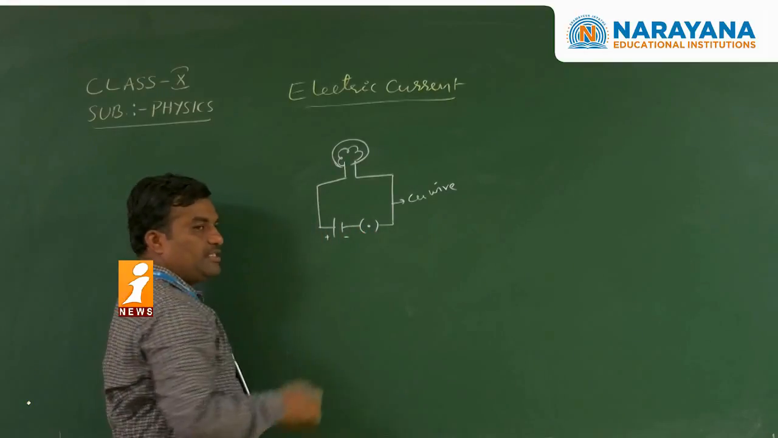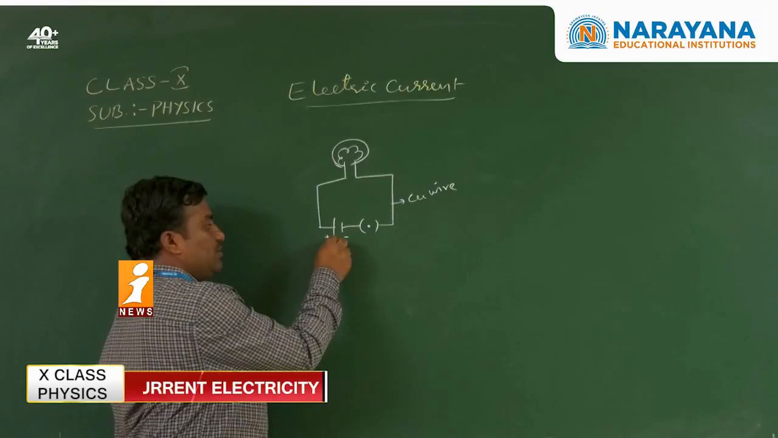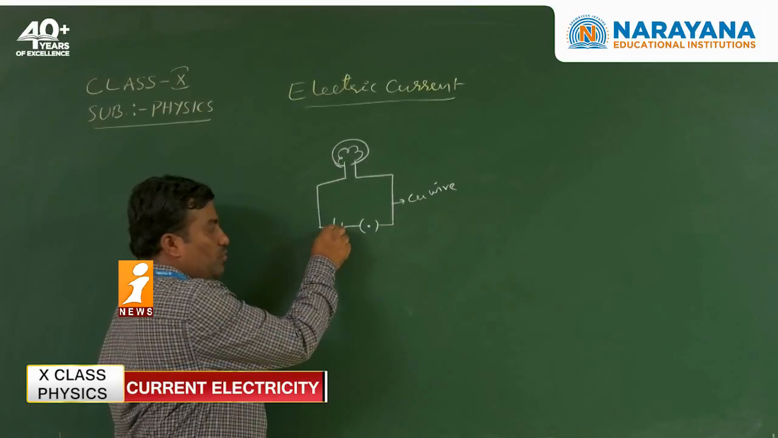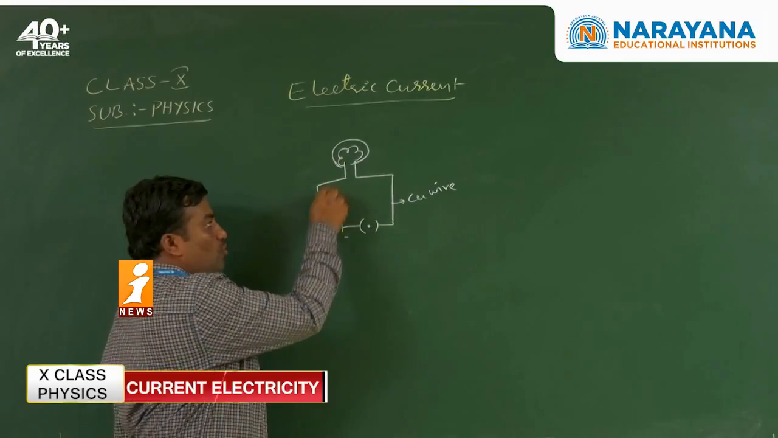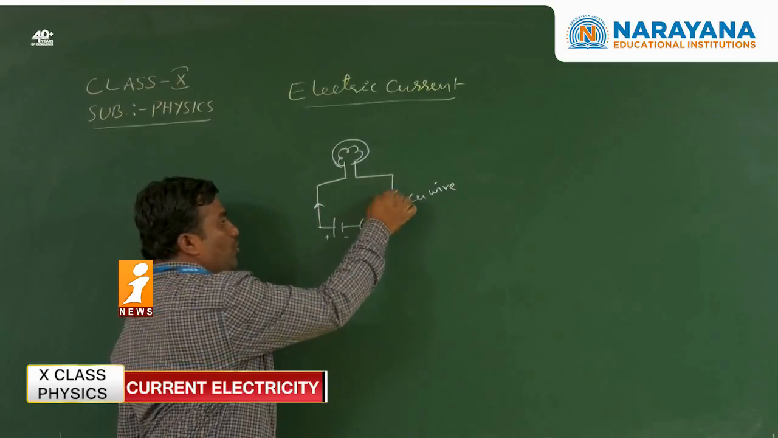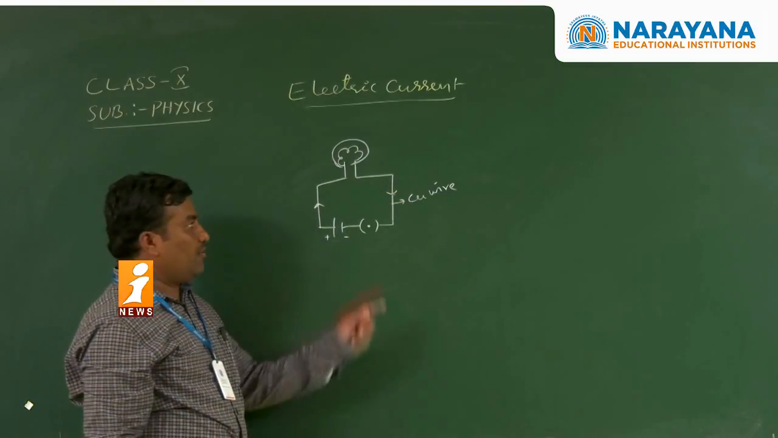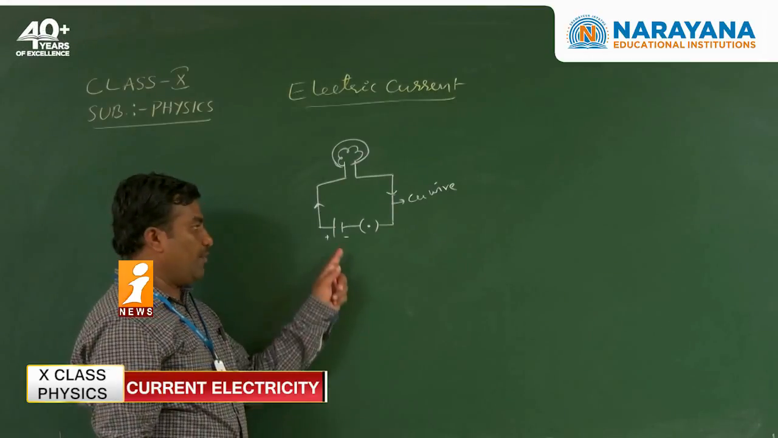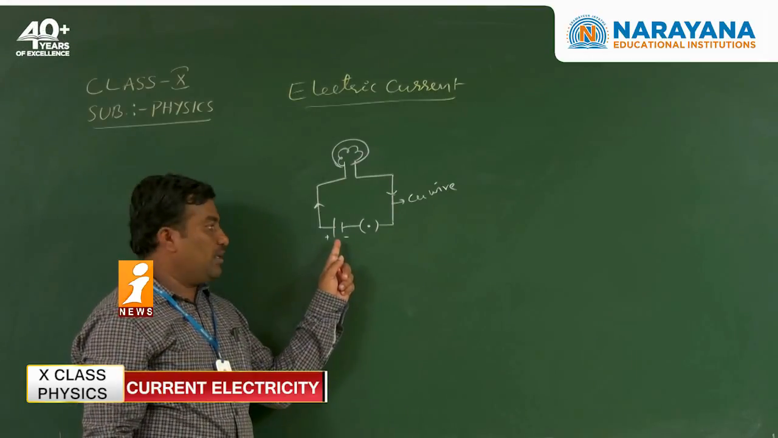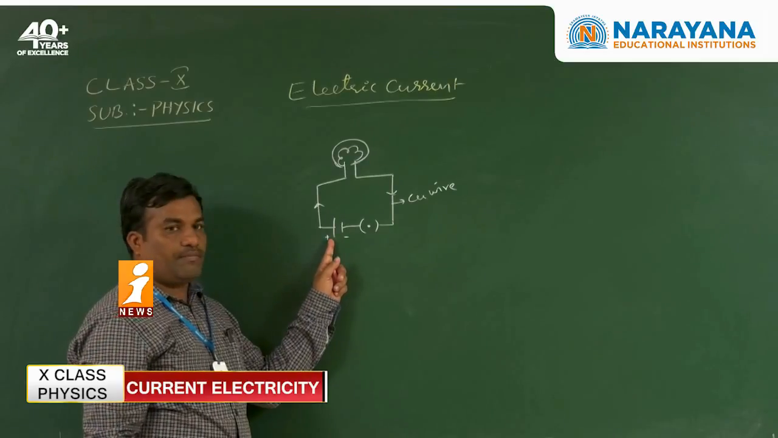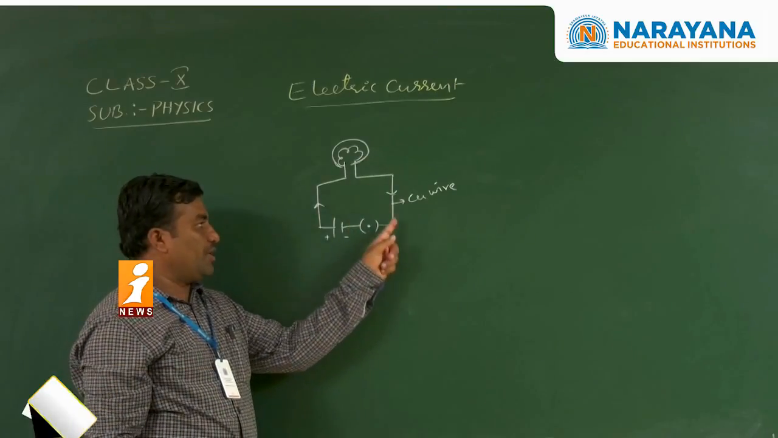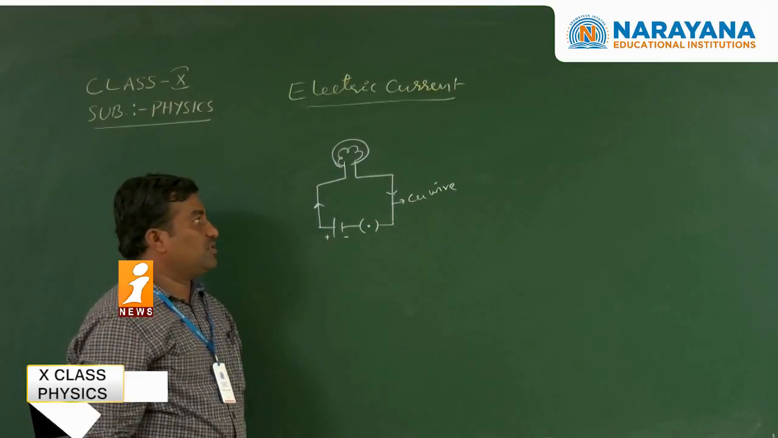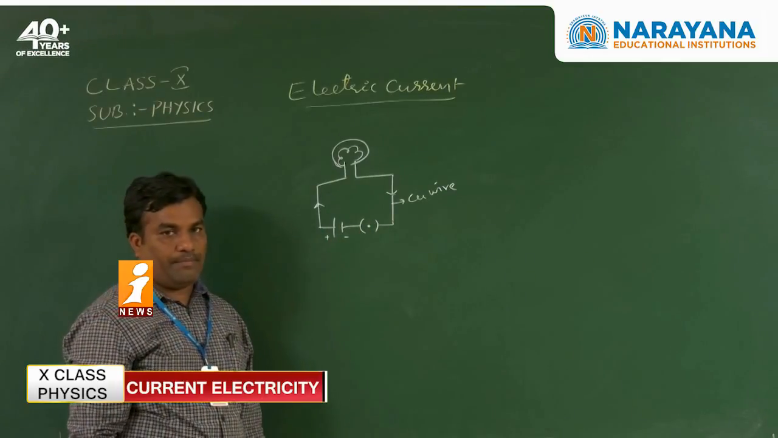When the key is pressed, flow of current starts from the positive end to the negative end through the bulb. What you notice here is that the bulb glows. It means heat energy, electrical energy is transferred from the positive end to the negative end through the bulb. So that's why the bulb glows.